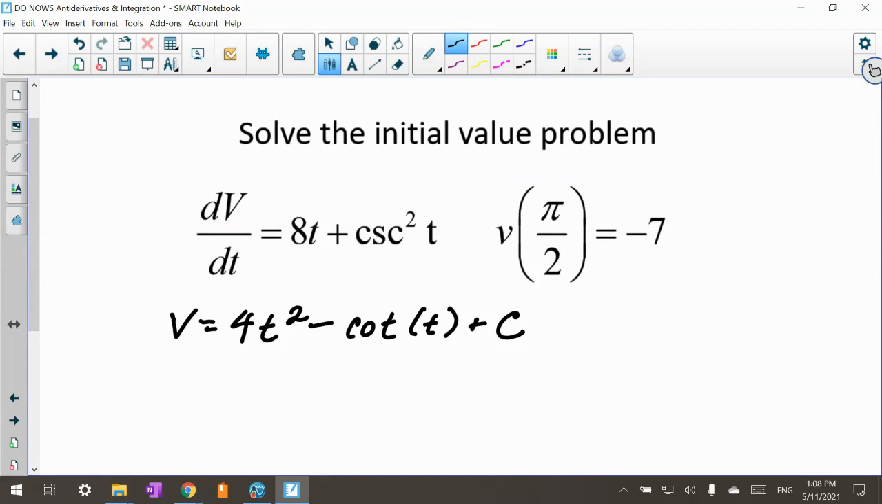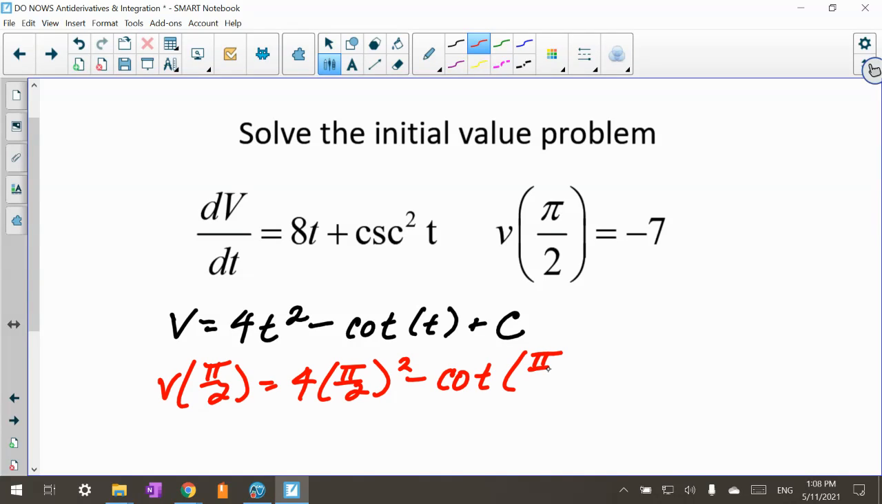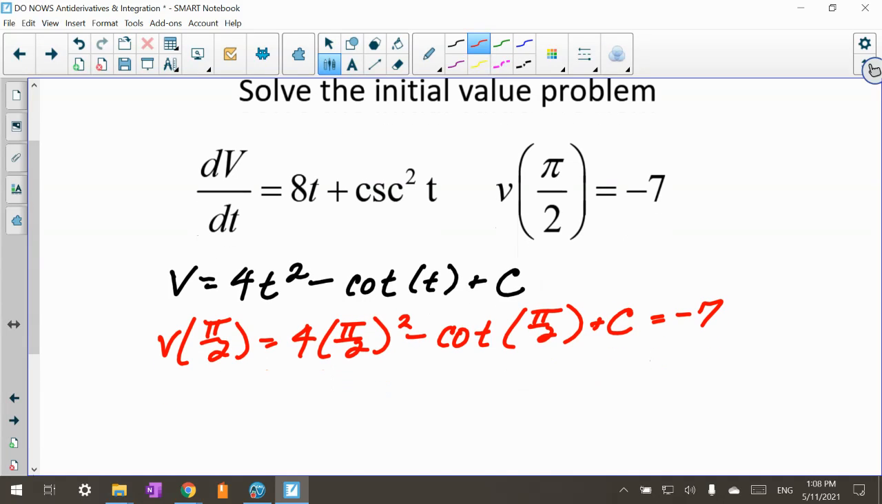So make sure you know your antiderivatives of your trig functions. Now we're going to plug in v of pi over 2. So that's 4 times pi over 2 squared minus the cotangent of pi over 2 plus c, and they said it equals negative 7. So I go here and I'm going to take this in baby steps. So this is pi squared over 4. The 4 cancels out, so that's just pi squared minus, now the cotangent of pi over 2.